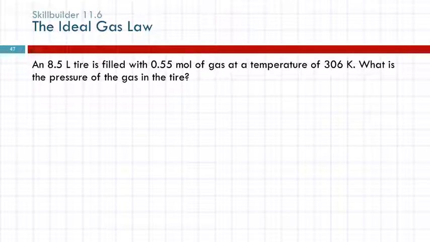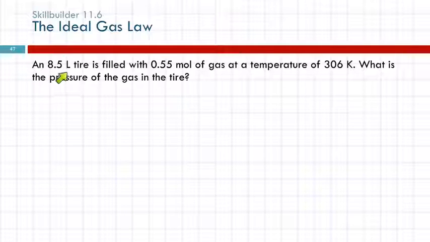Let's do another one. An 8.5 liter tire is filled with 0.55 moles of gas at a temperature of 306 Kelvin. What is the pressure of the gas in the tire? What law do we need? The ideal gas law. Could you recognize it from the problem, or are you just going from this, where it says the ideal gas law at the top?